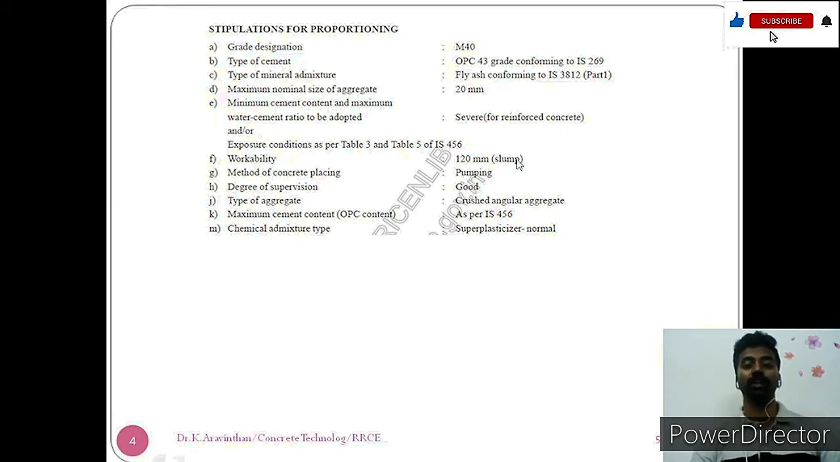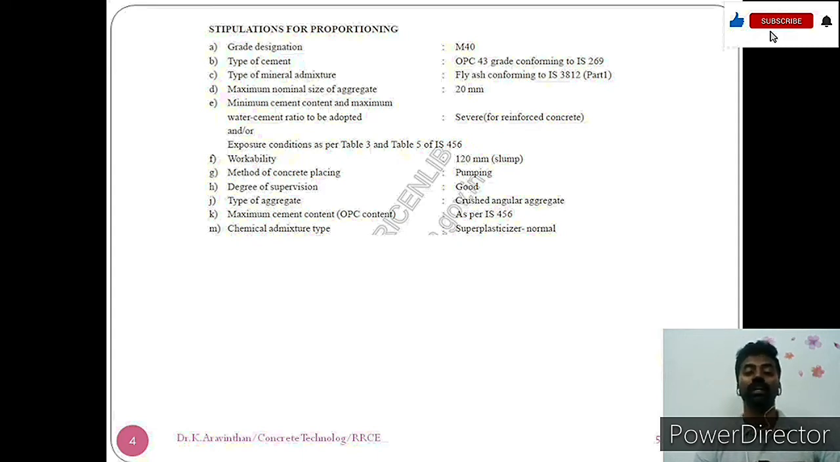And the workability required here is 120 mm. In the previous lecture I discussed a slump value of 75, but here we need a 120 mm slump, and the method of placing concrete is pumping. Why is it indicated here as pumping? Pumping requires a lesser amount of coarse aggregate. So during proportioning we need less coarse aggregate in order to pump the concrete.